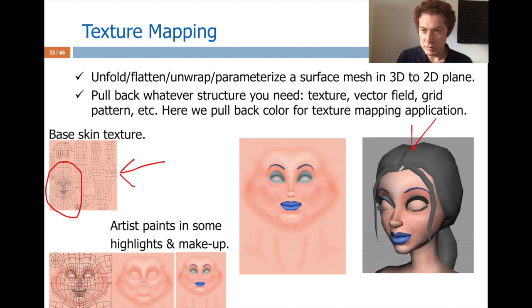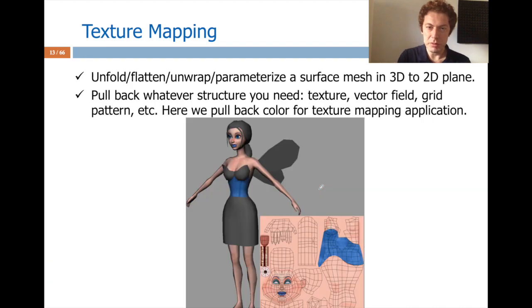Because basically I am the creator of this base skin texture. So I know that this is a point coming from this 3D point. But now that I have this base skin texture, I give it to a technical artist and he paints it up, like lips to blue for some weird reason, and eyes and eyebrows, etc. And then I can lift it back to 3D to get my texture mapped 3D surface mesh.